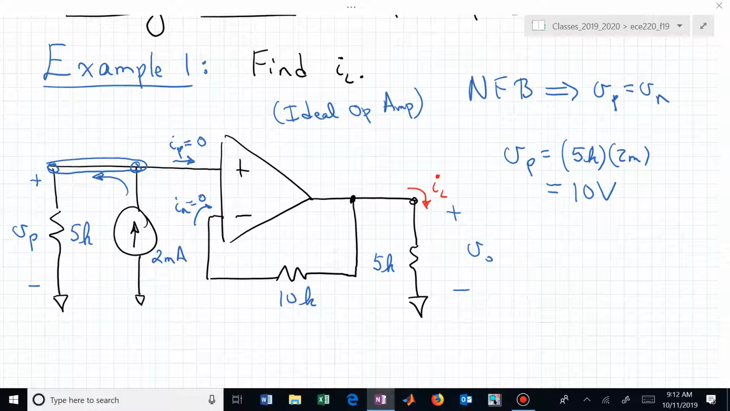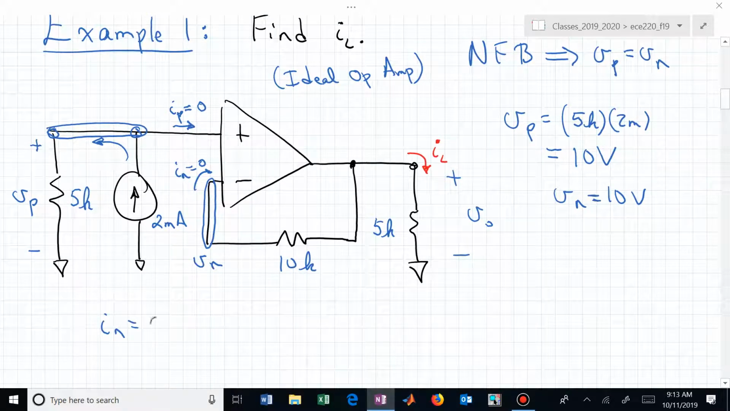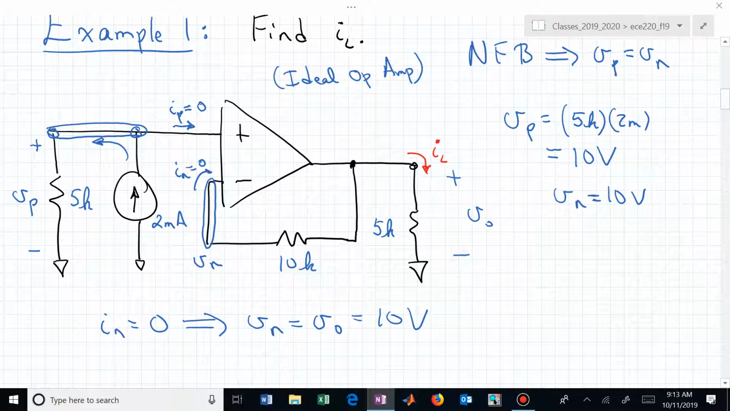And because of negative feedback, we now know that that is also V sub N, which V sub N is right here, isn't it? We need to find V sub O to find I sub L. Can we find the current through that 10K feedback resistor? It's 0, isn't it? There's no voltage drop across that 10K feedback resistor, which now says since I sub N is equal to 0, we now know that V sub N is actually the same as V sub O. And we just calculated V sub N, which was V sub P. That's 10 volts. Now, Ohm's law again will allow us to find I sub L.